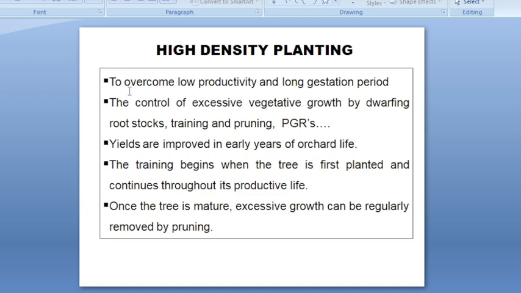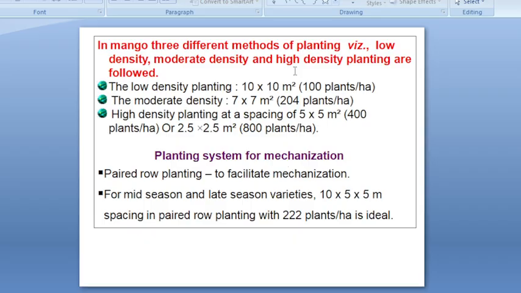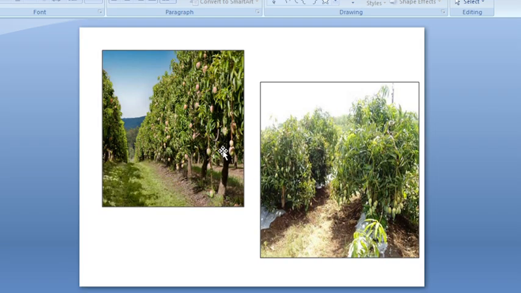of FYM is required. What is the advantage or need of high density planting in mango? Mainly there is low productivity, and to overcome that problem, without compromising the yield, varieties developed suitable for ultra high density, like Amrapali, can be utilized to get the maximum yield. We can increase the yield and the productivity of the tree. There are many advantages by using different methods, and how many plants we can accommodate. One paired row planting we can follow. This is high density planting.